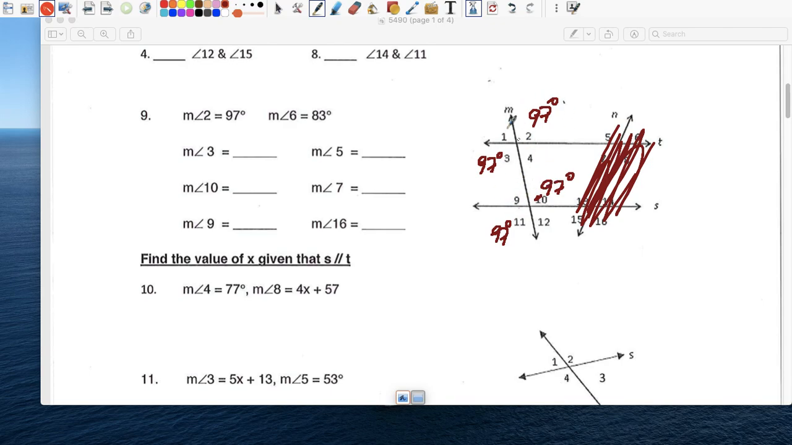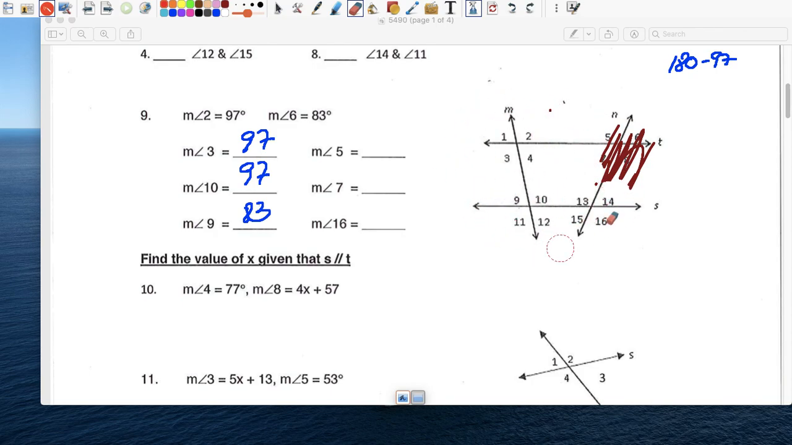So remember, two lines cut by a transversal create 8 angles. 4 of them are the same. The other 4 are going to be the difference between 180 and 97. So 180 minus 97 is going to give us 83. So the other 4 angles are 83, 83, 83, and 83. So that's nice and easy. So angle 3 is 97, angle 10 is 97, and angle 9 is 83.